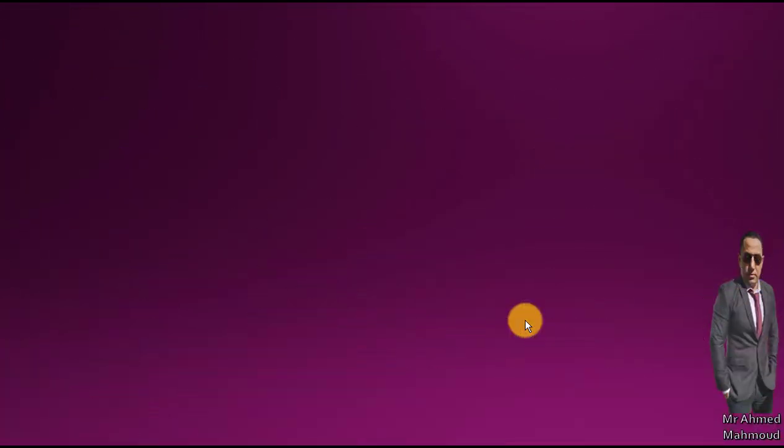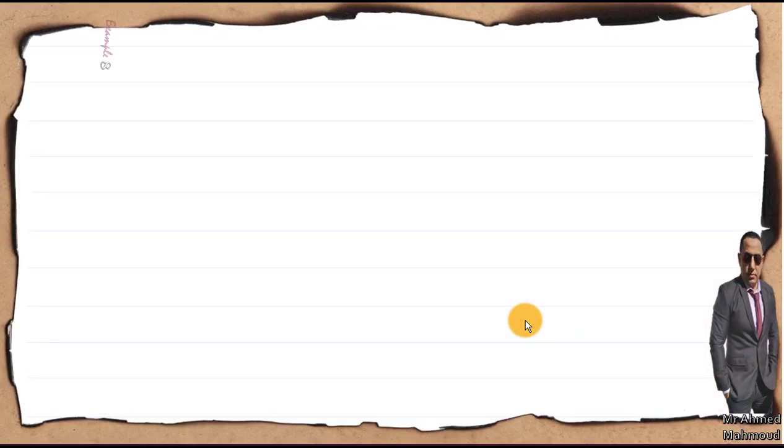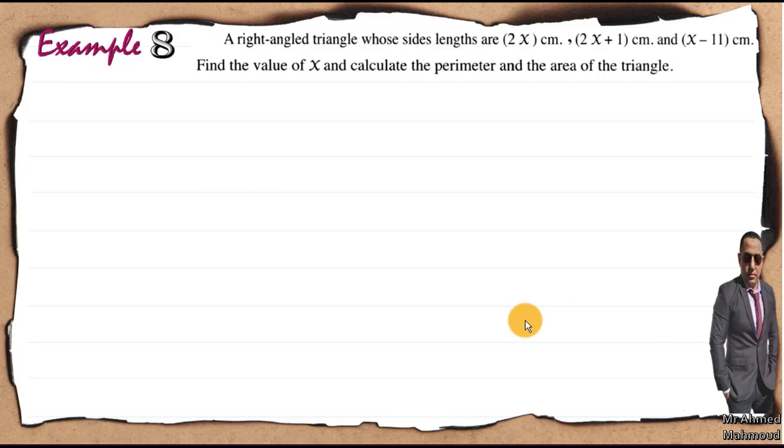Another problem. A right angle triangle whose sides are 2x, 2x plus 1 and x minus 11. Find the value of x and calculate the perimeter and the area of the triangle.